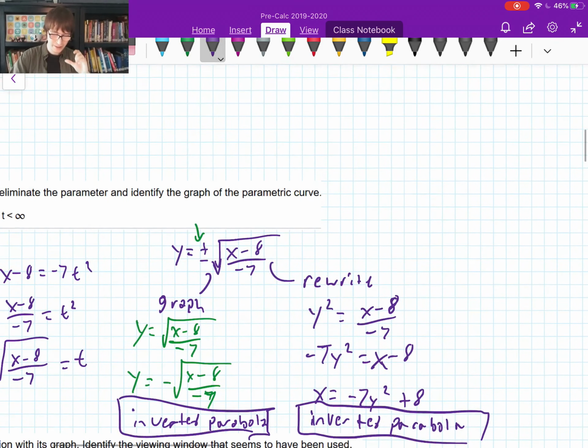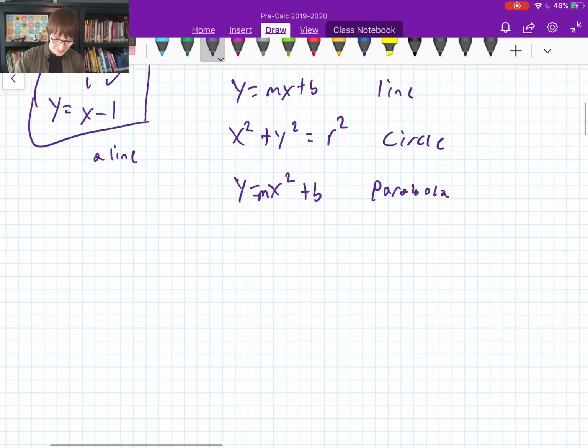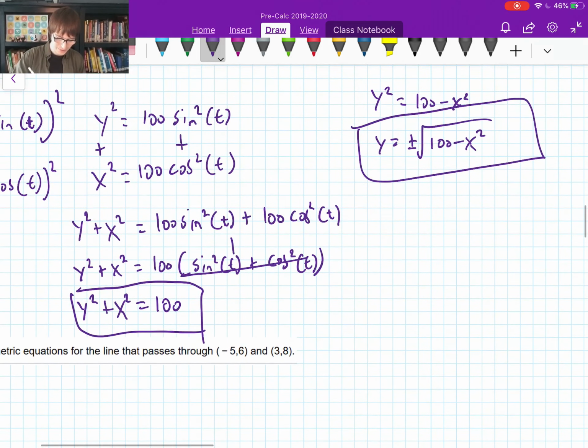It fits the form x squared plus y squared equals r squared. So y squared plus x squared equals 100. That is x squared plus y squared equals, well, what is 100? That equals 100. What squared is 100? That'd be 10. 10 squared.